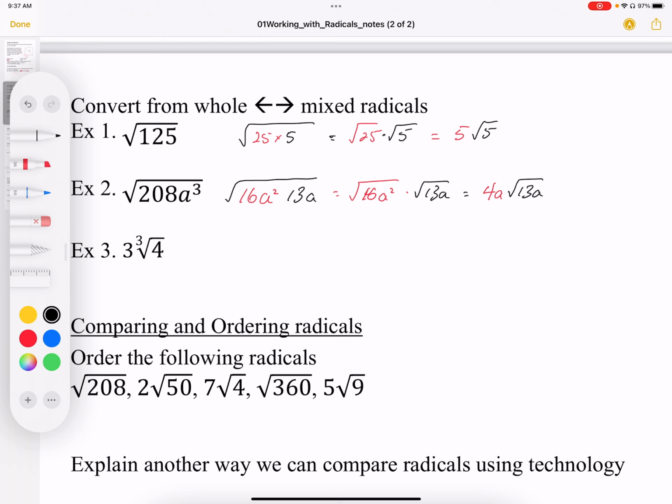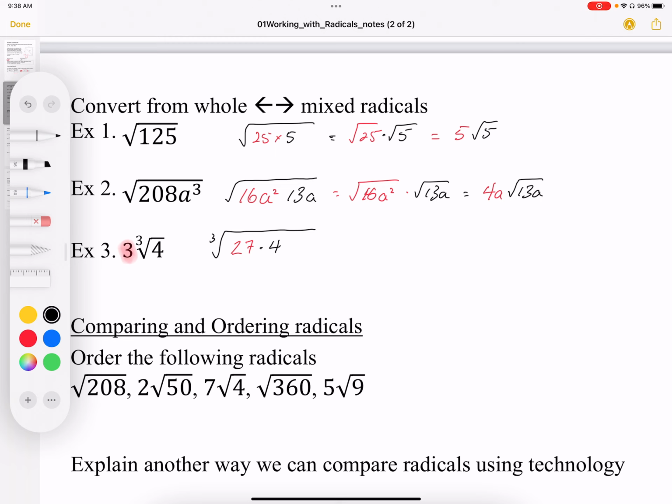Now I've written a number of steps, and as we get better at this, we can skip some of these steps as we go along. But we've taken the perfect square of 16a squared outside and expressed it as 4a on the outside of that radical. The reverse can be done as well. So we can take that outside term and put it into the root. In this case, we have to be careful because it is a cube root. And so when we put it inside a cube root, we have to cube it. So expressing this inside the cube root is going to be 27, or 3 cubed, times 4.